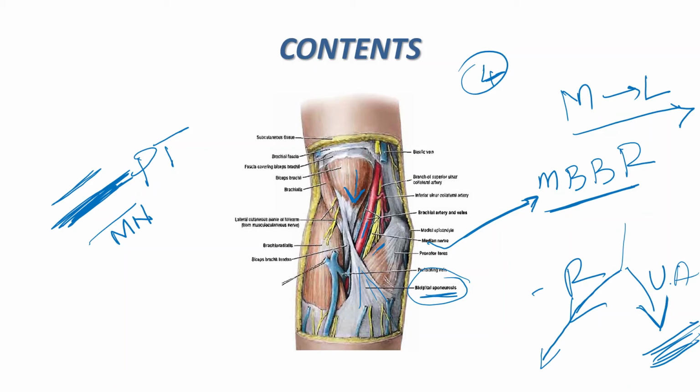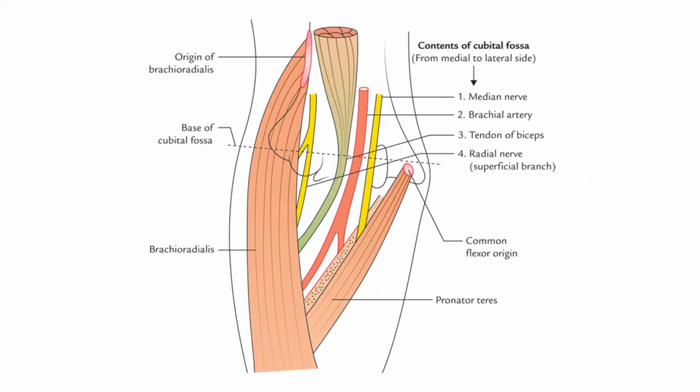cubital fossa. Now here is a very easy diagram representing the contents of the cubital fossa. Yes, the most medial is the median nerve, lateral to it comes the brachial artery, then the tendon of biceps, and the lateralmost content is the radial nerve. This radial nerve enters the cubital fossa by passing between the brachioradialis and the brachialis.